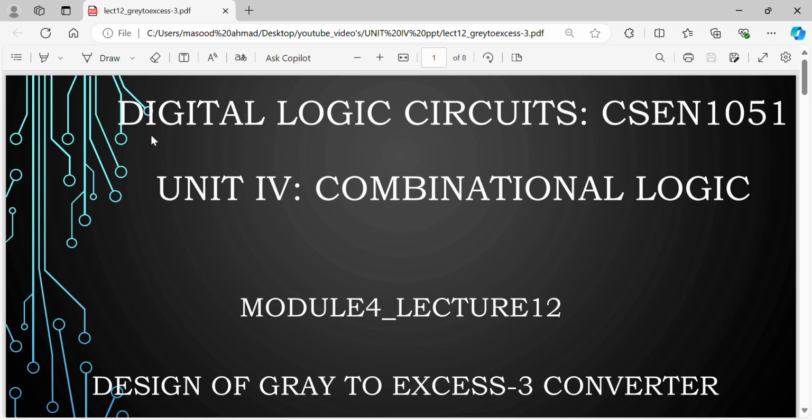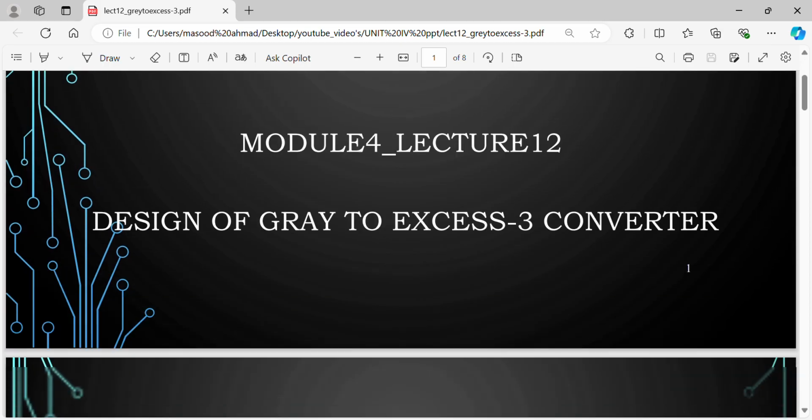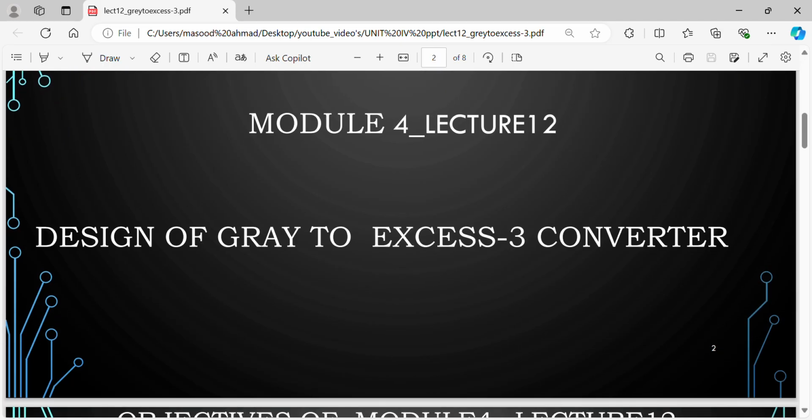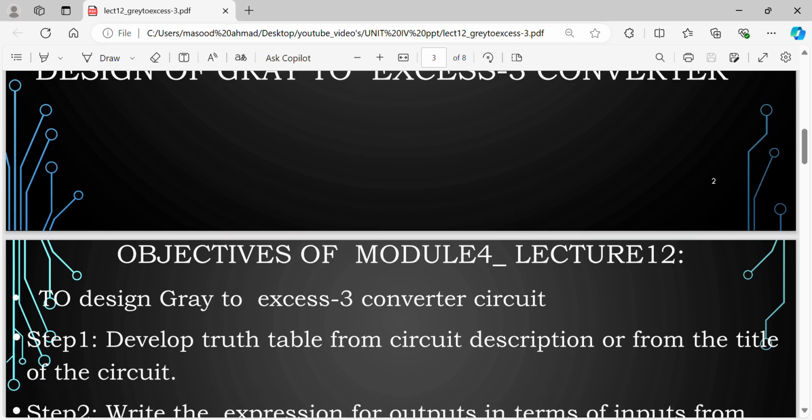So, my dear students, now we are going to look at lecture 12. In lecture 12 of module 4, we are looking at the Gray to XS3 code converter. So, the given input is Gray code, and the output will be XS3. First, your objective is to design the Gray to XS3 converter.